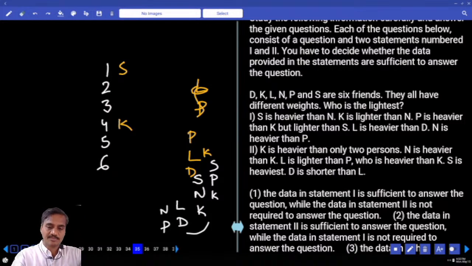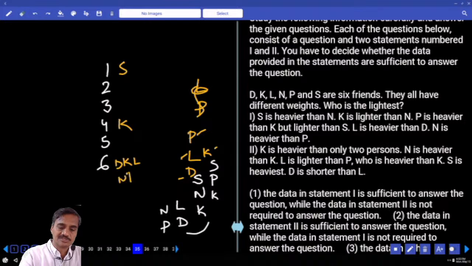Now P is before, and L is before. D can be here. K is here. S is. And how many people are there? D, K, L, N, P, S, 6 people. And out of which, D is shorter than L, there is a point. And K cannot be the shortest. And L cannot be the shortest. And S cannot be the shortest. N and P. Now between N and P, P cannot be the shortest.